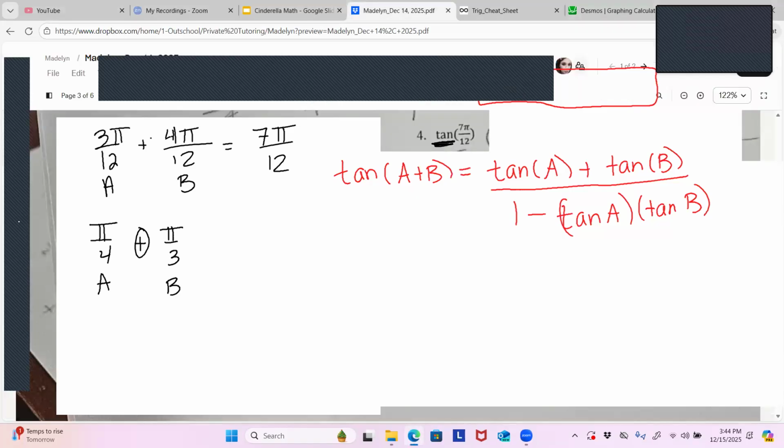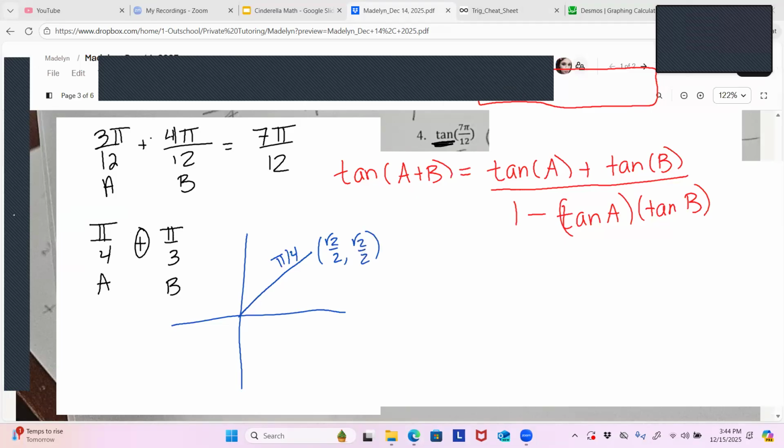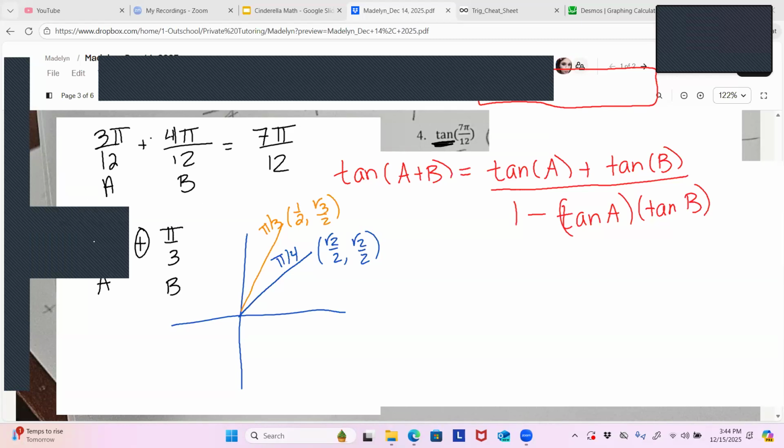All right, unit circle. Again, not needed if you've already got it memorized. See, A is pi over 4, which is root 2 over 2, root 2 over 2. And B is pi over 3, which is this one, which is 1/2, root 3 over 2. Okay, but look at our formula in the red. We need tans. Unit circle gives us cosine and sine.